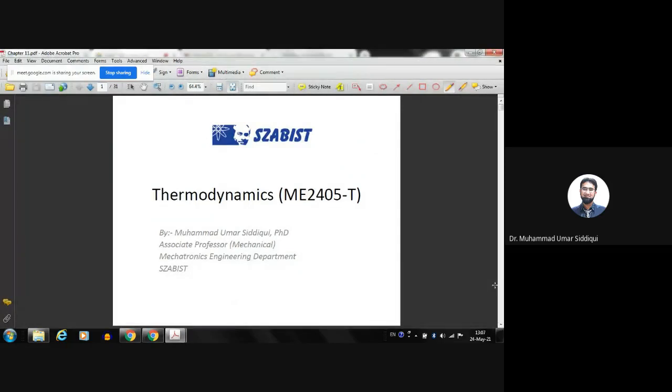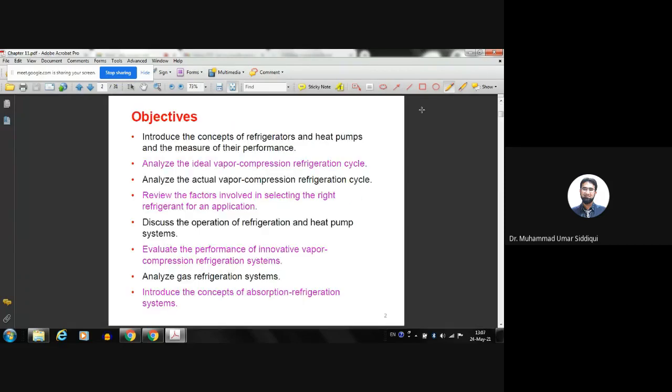Okay, so since we have completed chapter number 10, now we are going to move towards chapter number 11, which will be the last topic for thermodynamics, inshallah, within this session. This chapter actually deals with the refrigeration cycle. Now, refrigeration cycle or refrigeration systems or refrigerator is something that you have come across in chapter number 6, when we started studying the second law of thermodynamics.